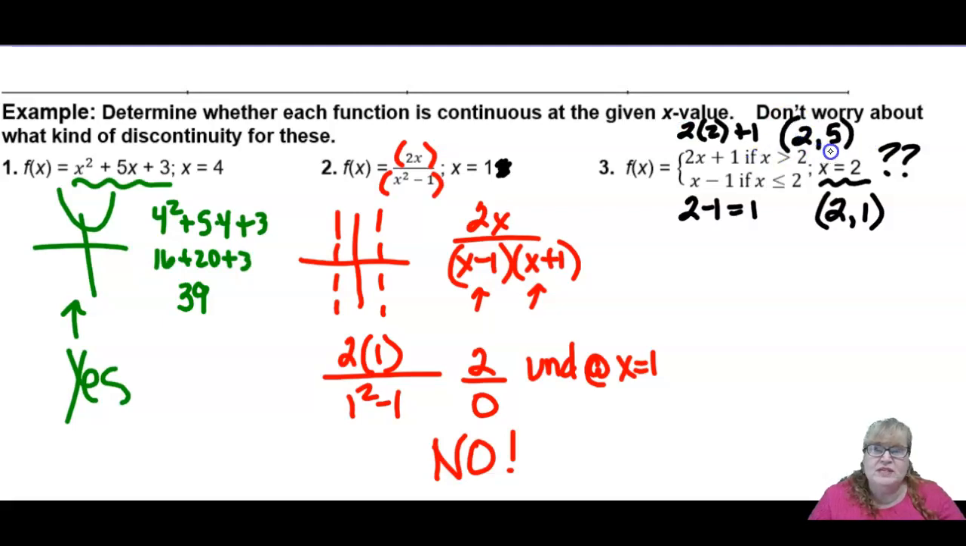We're going to learn more about these next week. But when you graph this, this would have an open circle and this would have a closed circle. So the question is, do they meet up? And the answer is no.